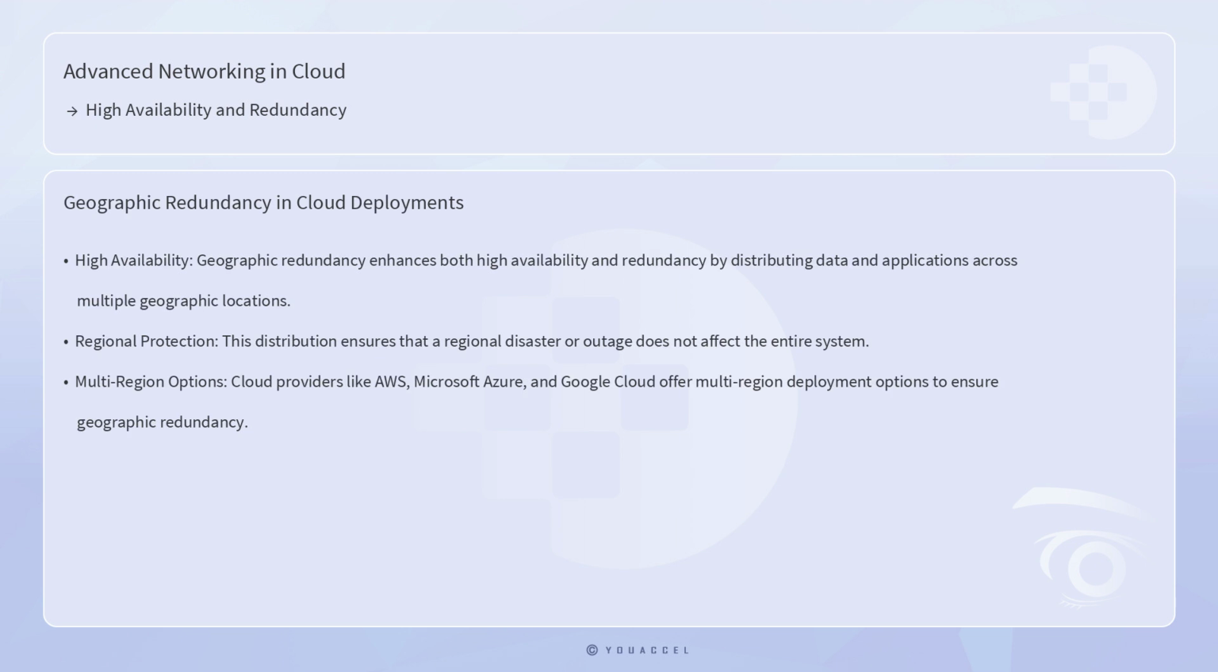Geographic redundancy enhances both high availability and redundancy by distributing data and applications across multiple geographic locations. This distribution ensures that a regional disaster or outage does not affect the entire system. Cloud providers like AWS, Microsoft Azure, and Google Cloud offer multi-region deployment options to ensure geographic redundancy. For instance, AWS's global infrastructure spans multiple geographic regions and availability zones, enabling customers to deploy applications in multiple locations to ensure high availability and disaster recovery.